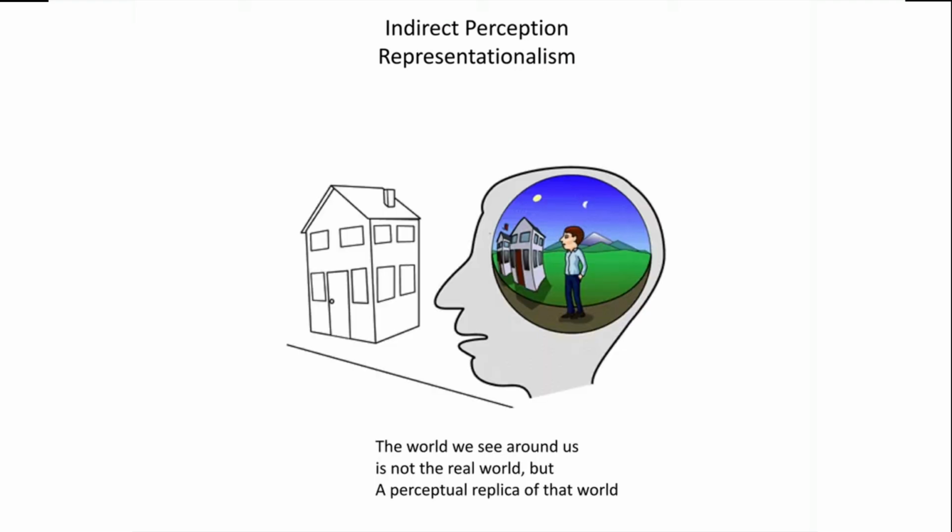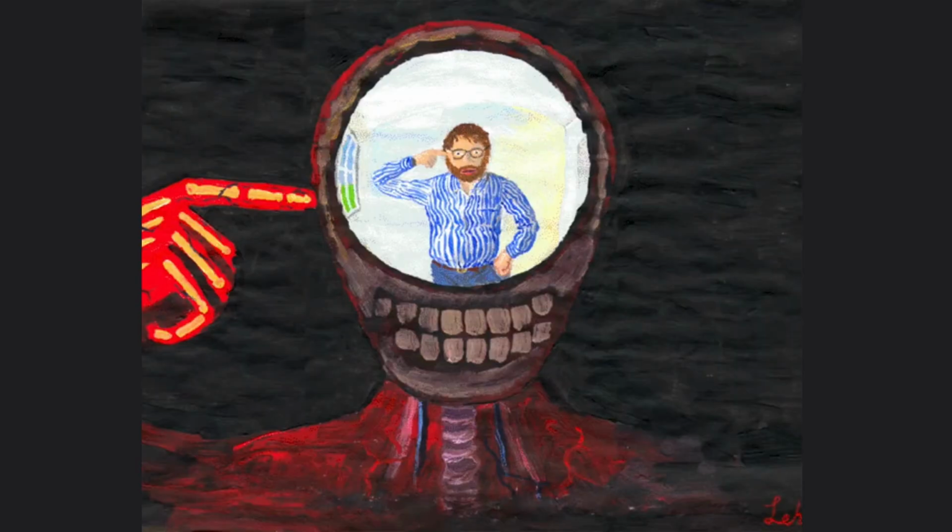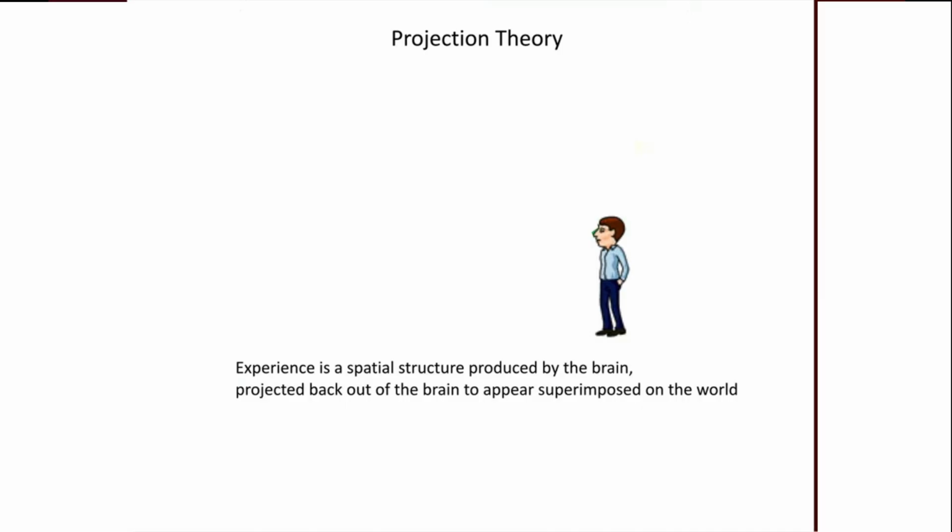Indirect perception, or representationalism, suggests that everything that you perceive around you is an image in your brain. The problem with this scheme is that it suggests that everything around you is inside your head, an idea that is so preposterous that many consider it not even a serious alternative in contention. People have come up with all kinds of alternative schemes to try to get around this issue.